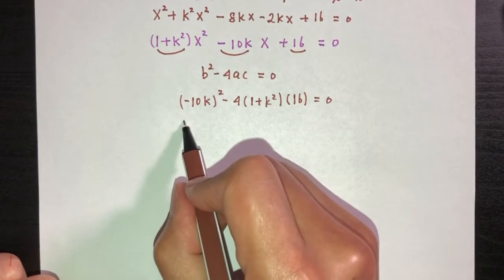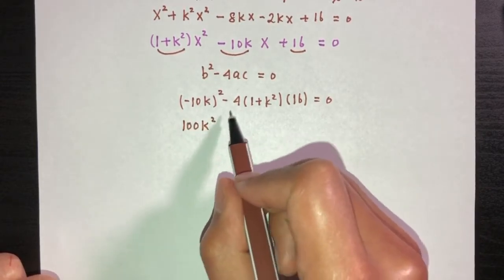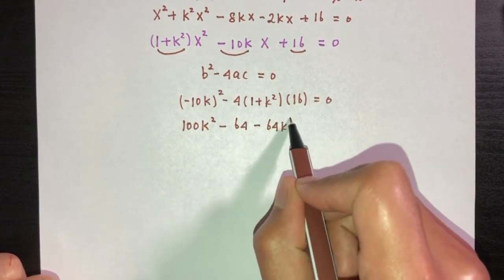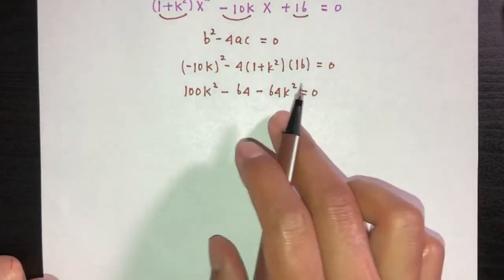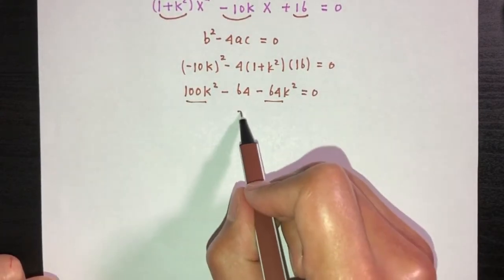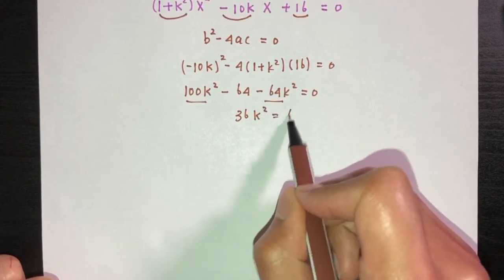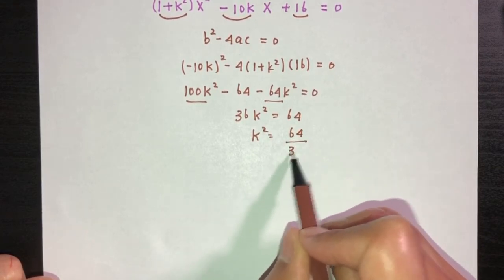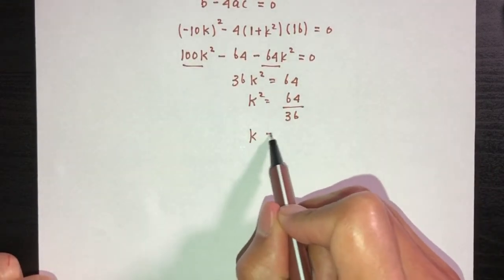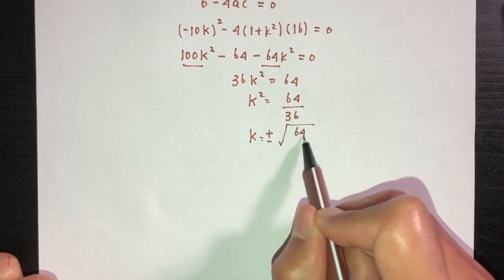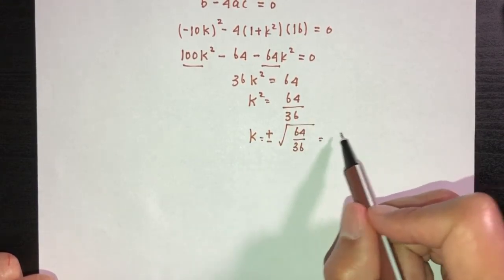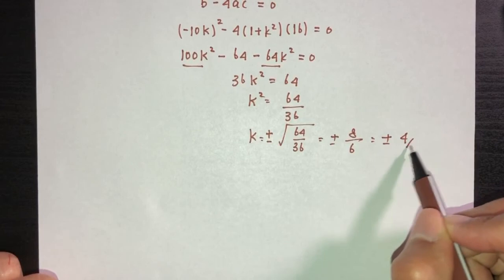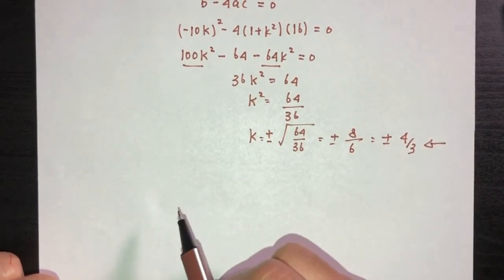Let's expand. You will have 100k squared. This will be 64 minus 64k squared equal to 0. So simplify. This minus this will be 36k squared equal to 64. So k squared is equal to 64 over 36. So k will be plus minus root of 64 over 36, which is 8 over 6, plus minus 4 over 3. That is your values of k.